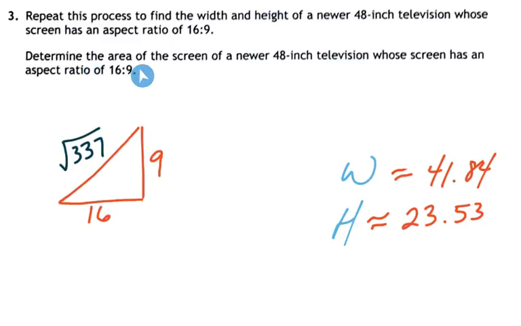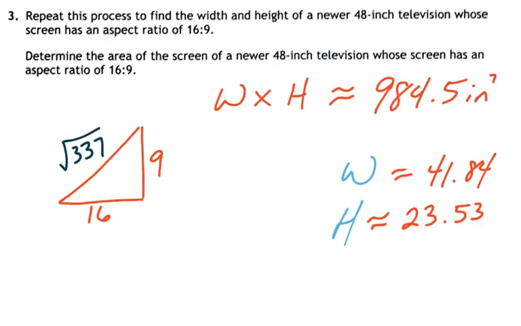Remember, lastly, we're asked to find the area of that TV screen. So we have the width times the height, which is approximately, when you calculate, 984.5 inches squared.